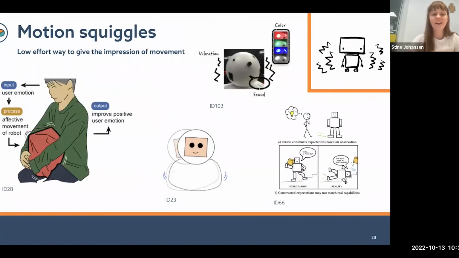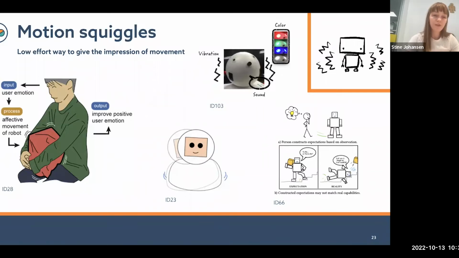Then, in a completely different style, some authors use this cartoonish way to give an indication of a movement. So this can be really helpful in terms of giving a very low-tech way of showing an indication of a movement.